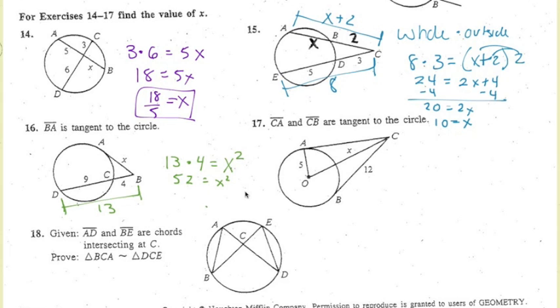52 is not a perfect square, so when we take our square root, we then want to simplify and look for a perfect square that divides into 52, which is 4. We were there just a minute ago. 4 times 13. And the square root of 4 is 2. So 2 square root of 13 is the best form of that answer.